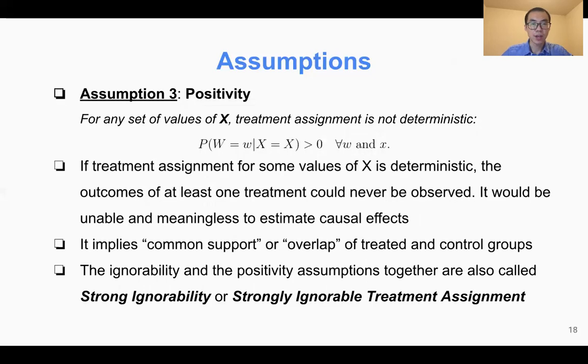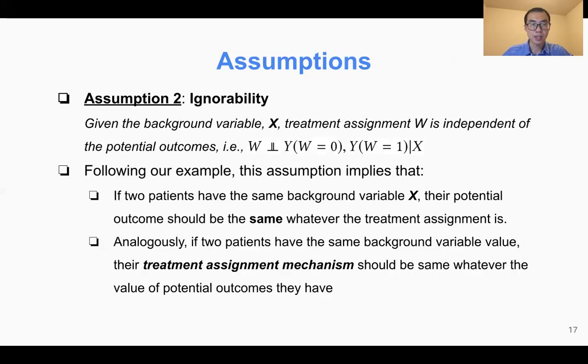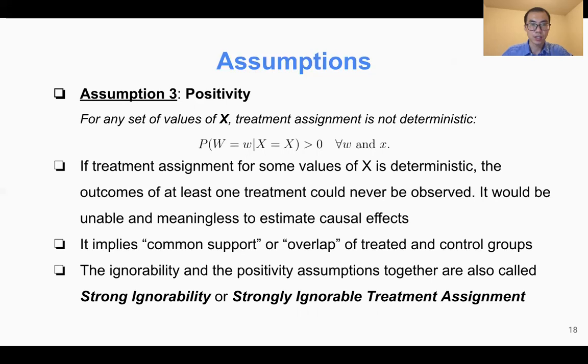The third one is positivity. For any set of values of X, the treatment assignment is not deterministic. The reason is that if the treatment assignment is deterministic, the outcomes of at least one treatment could never be observed, and then it's meaningless to estimate causal effects. This assumption also implies the common support or overlap of the treated and control groups. And if we combine the second assumption with the third assumption together, we also call them strong ignorability or strongly ignorable treatment assignment.